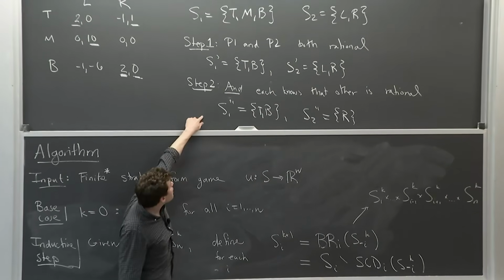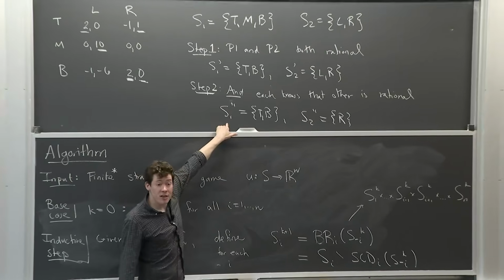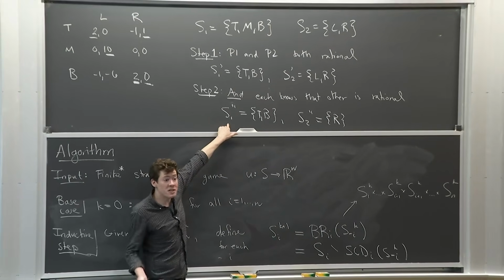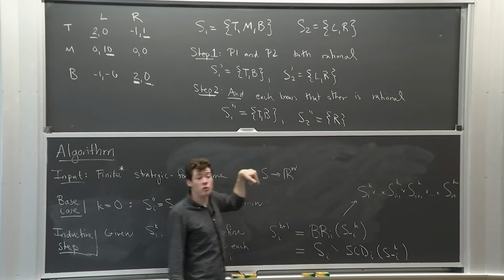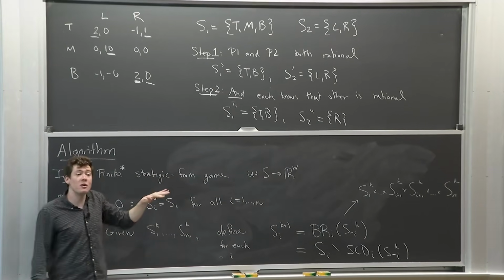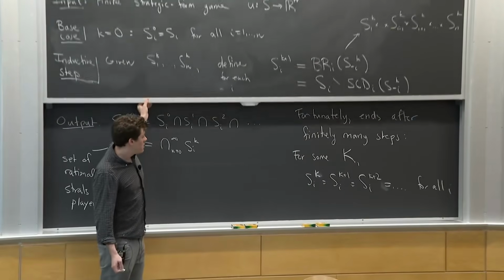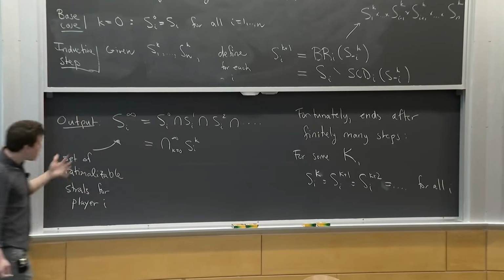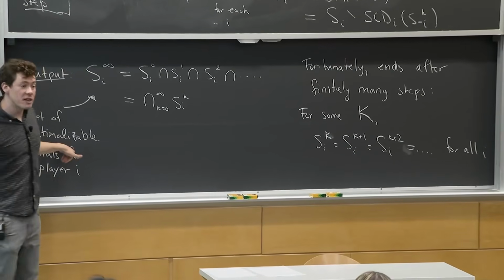You can even see in our example here, when we went from step 1 to step 2, player 1's strategy set did not change, but the algorithm wasn't done because player 2's strategy set did change. And for that reason, we had to do one more step. So it's only when everyone's strategy set is fixed that you're done. So keep going until nothing changes, and then you're done, and what's left are the rationalizable strategies.